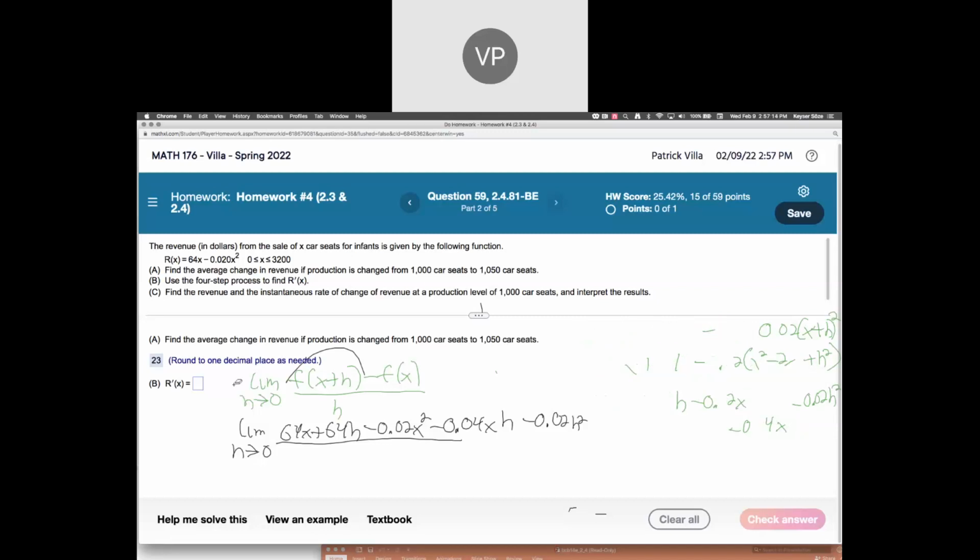We have to subtract the original function, that minus f of x. So that's what's going here. And remember, it's just copying the original function, but we do a subtraction. That's all we have to do. So let's try a different color on this one. For this right here, it's a minus, and it's the entire function, 64x minus 0.02x squared. And all of that is over h.